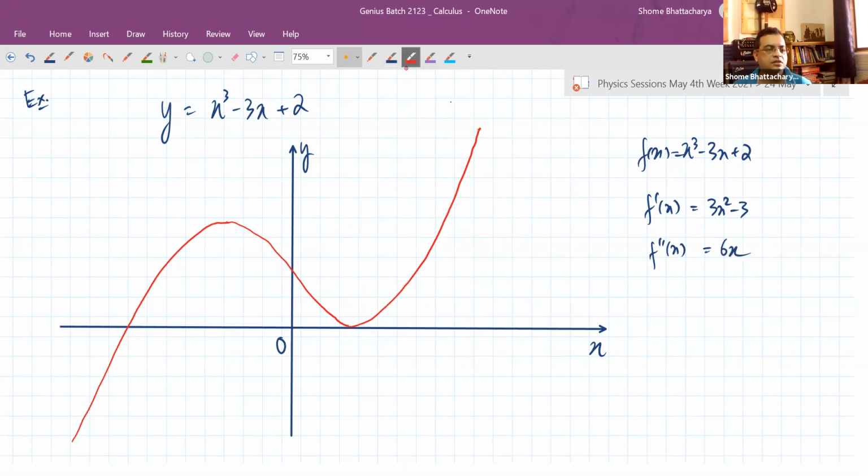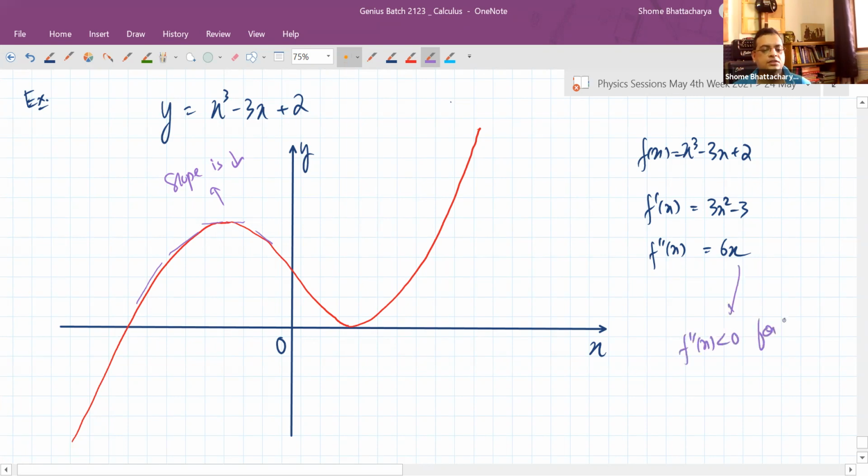Now you can see something interesting here. What is happening in this part? The slope is going from some large positive value to a smaller positive value to 0. So in this part, the slope is decreasing, isn't it? So you can see what is happening to the second derivative. Second derivative is negative for x less than 0. 6x is a negative number for x less than 0. So that means for x less than 0, the slope of the function, that is dy by dx, is decreasing. You see that happening in the graph.